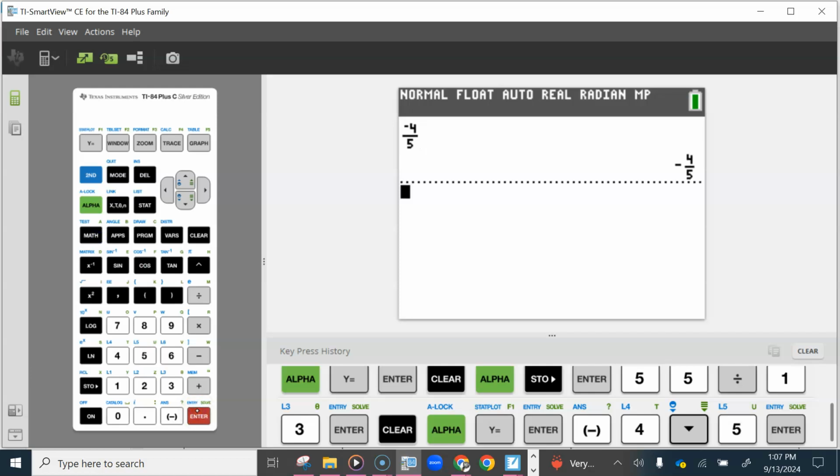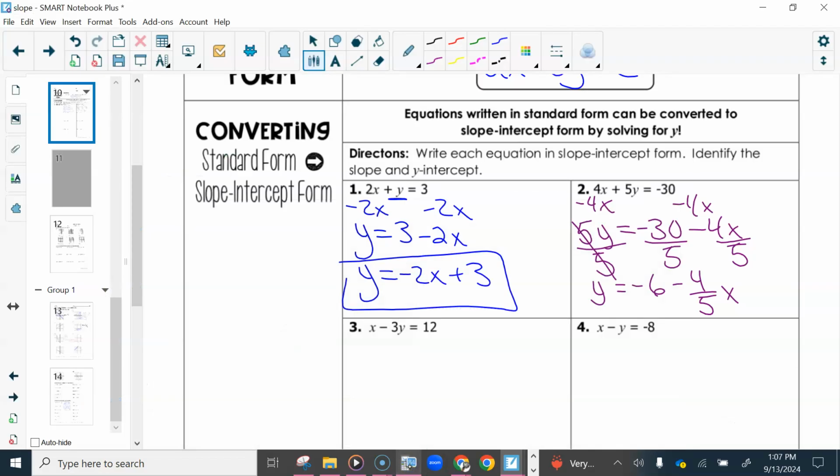And it would tell you if you could simplify that or not. But in this case, we cannot. Last step, I'm going to switch those two so that we get y equals negative 4 thirds x minus 6. Questions on that?